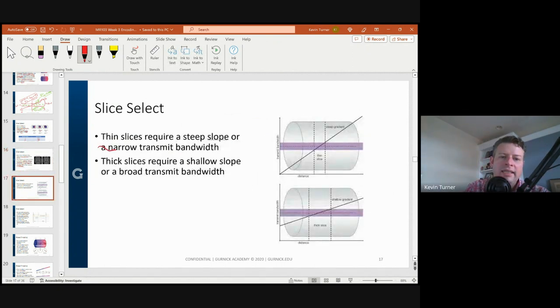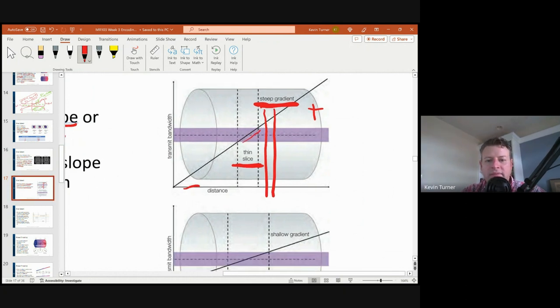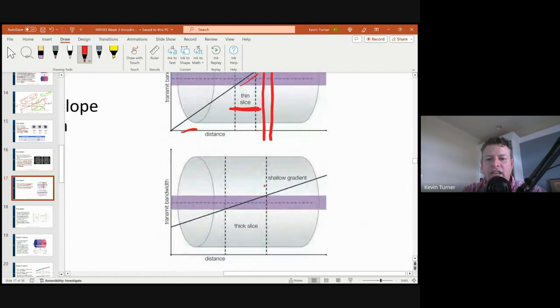Now, I keep meaning to take this out of the lecture. Don't worry about the transmit bandwidth stuff. We're not going over it in this class. So a thin slice requires a steep slope. As I use a steeper gradient, I get a thinner slice. Because I'm using stronger magnetic forces, I can fine-tune and get a really thin slice because I have more differences in precessional frequency. A shallow gradient creates a thick slice.